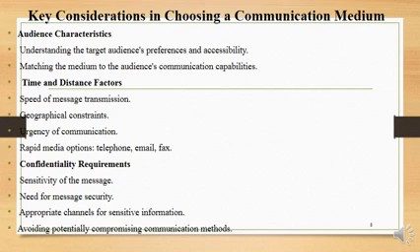Time and distance factors. This is another factor you need to check. That is the speed of message transmission, geographical constraints, urgency of communication, rapid media options such as telephone, email, and fax. We also have the confidentiality requirements. That is sensitivity of the message, need for message security, appropriate channels for sensitive information, then avoiding potentially compromising communication methods. We've talked about the audience characteristics, the time and distance factors, and the confidentiality requirements.